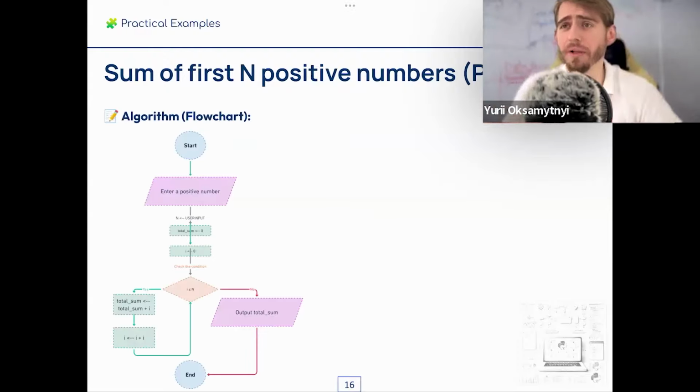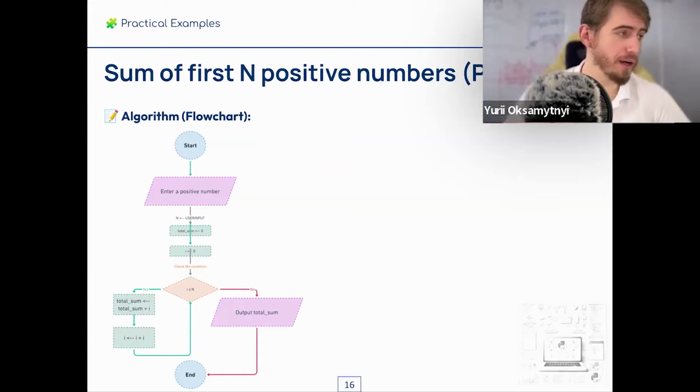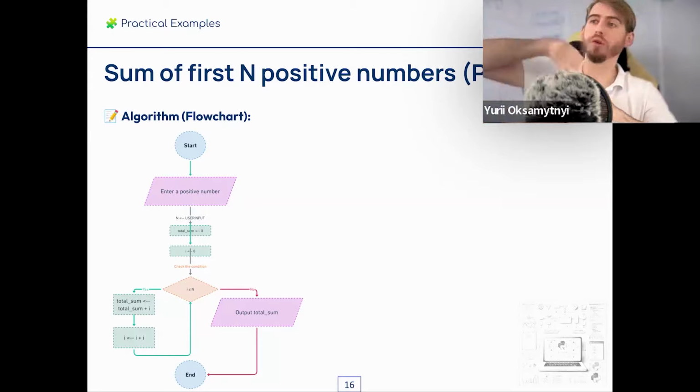So again, the first couple of steps are pretty obvious, I believe. Start, entering a positive number, declaring variables. But then we come to the condition, where we are checking the numbers: if variable i is less than or equal to n. And we can see we have two processes that are strictly defined there: updating the value of the total sum variable and updating the value of variable i. And we're repeating it, looping, circling over and over again, as you can see.